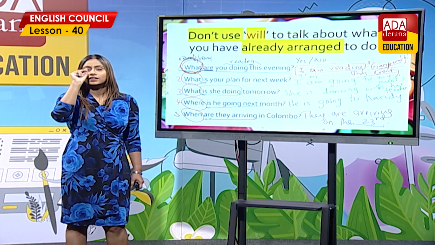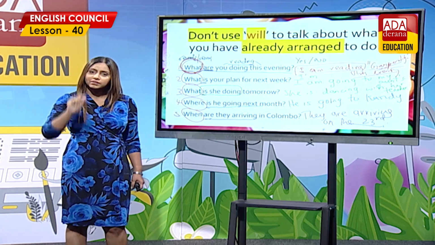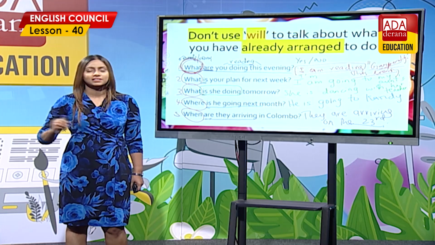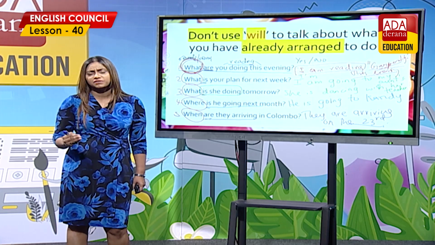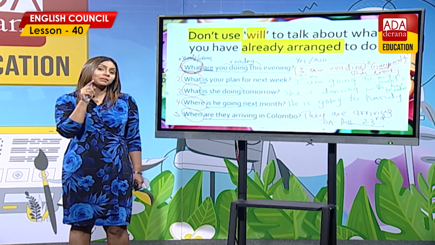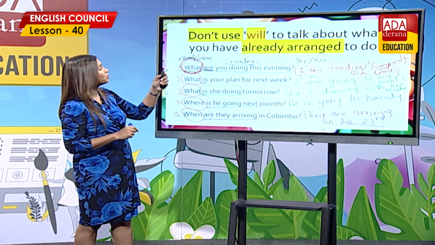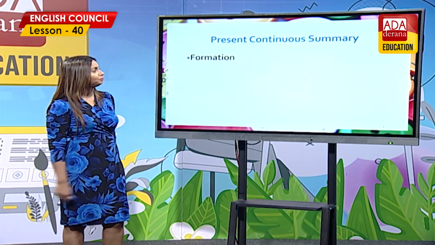So you see, arranged things. It is well fixed that this will happen, for sure future plans. It doesn't have to be the near future, even it can be distant future. Right? You can use the present continuous tense. Right, okay, let's move on.